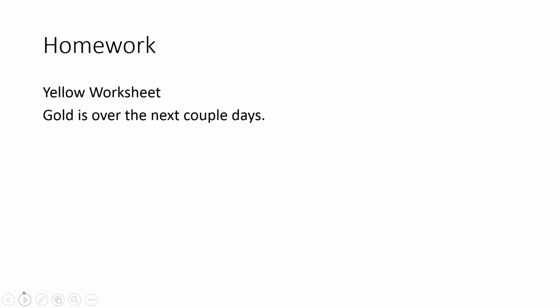So your homework is the yellow worksheet. The yellow worksheet has to do with sum and difference formulas. And then, especially for the juniors, if you're going to be missing for the MCA test, make sure that you're getting the gold sheet. We'll be doing that over the next couple days. And I will check them when we all see each other in a few days. So make sure you're checking the Schoology calendar.